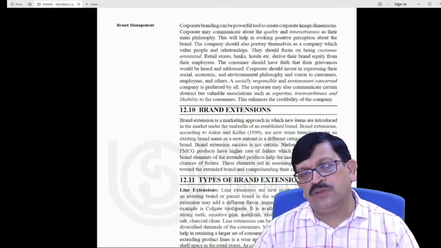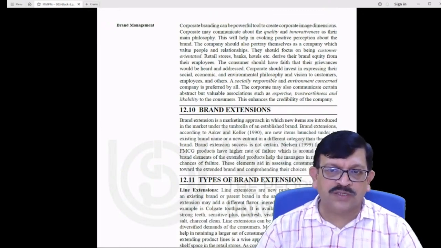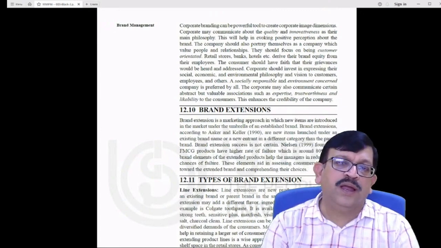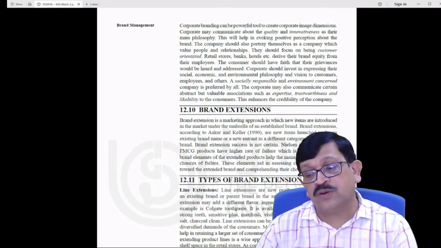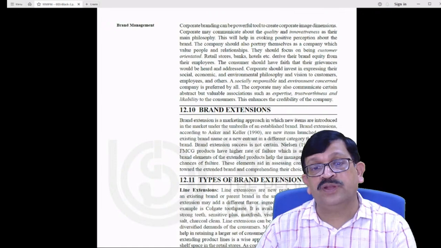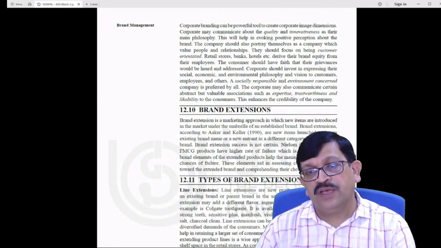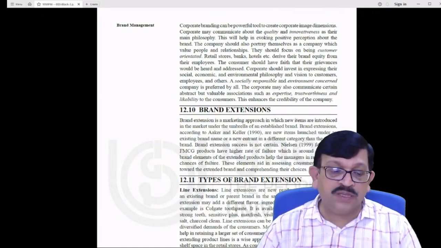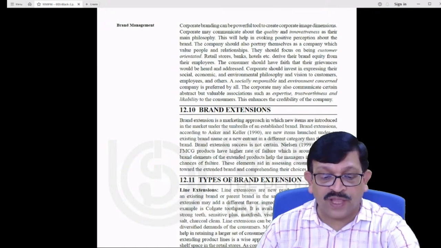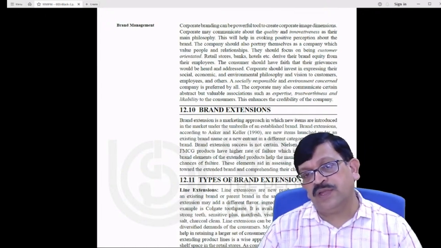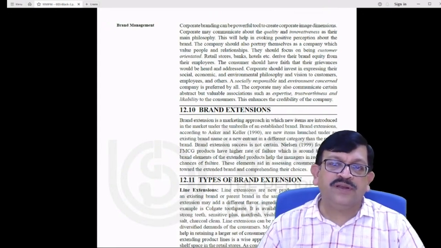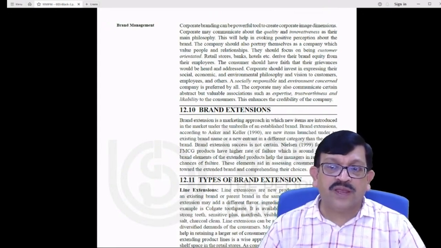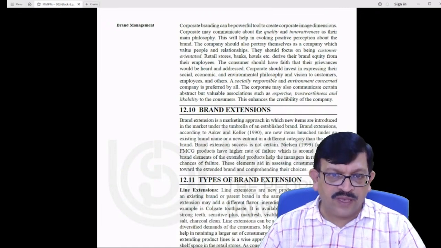So when you're looking at brand extension as a strategy, we need to look at which kind of brands can be extended, because we cannot go blind in terms of going for an extension arbitrarily. Many a time it has been seen that brand extensions often fail. According to a study by Nielsen in 1999, they found that FMCG have a greater rate of failure, which is around 80%, which is very, very high.